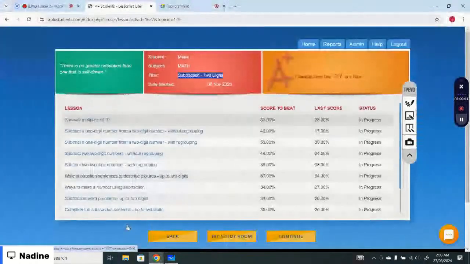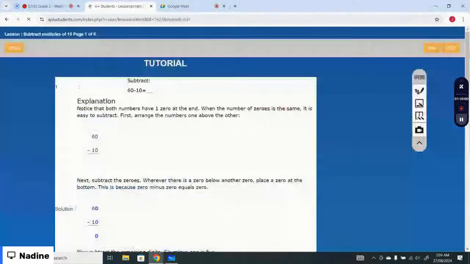Okay, so here I am on grade 2 math. The chapter we are on right now is subtraction 2 digits. Let's just start with the first lesson, that is subtract multiples of 10. So basically we're going to learn how we subtract the multiples of 10, right? Multiples of 10 means the numbers that are two digit and that have 0 as the ones digit. They are the multiples of 10.